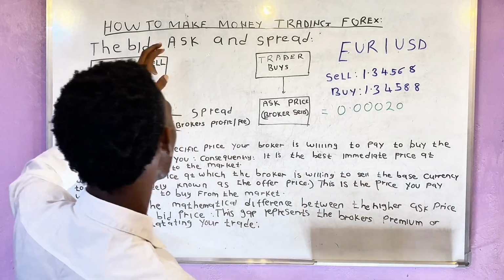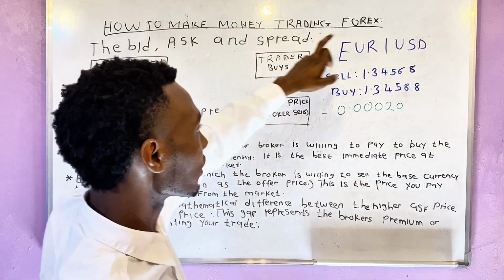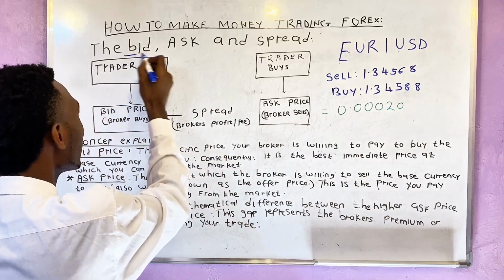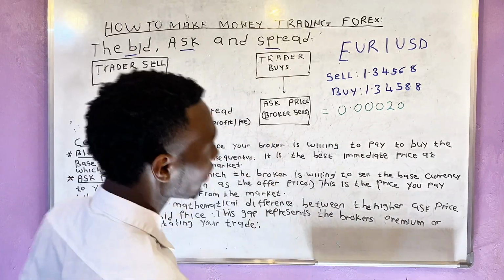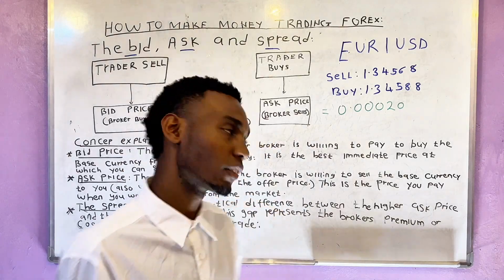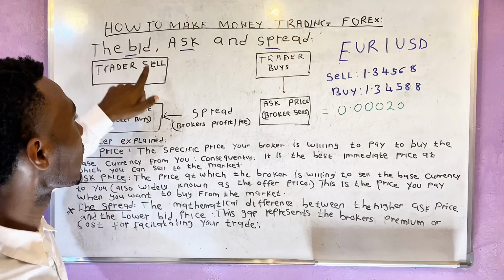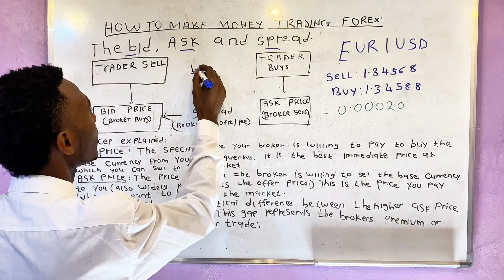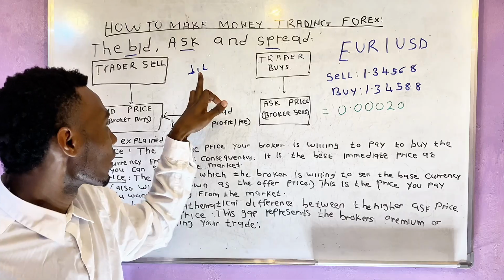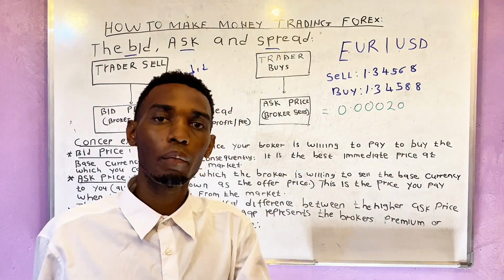Now in this part: the bid, ask and spread. The bid, the ask and the spread. Now this is how we define this. The bid is the selling price.